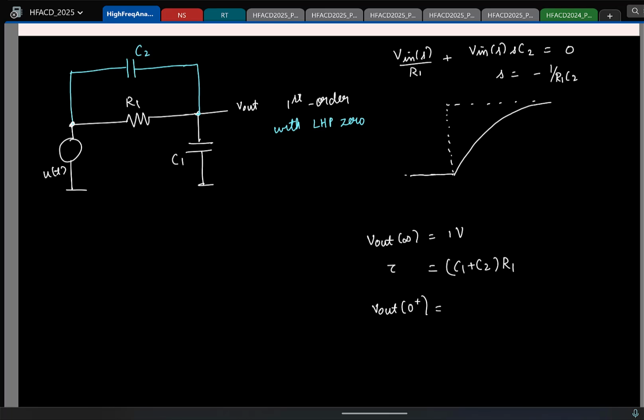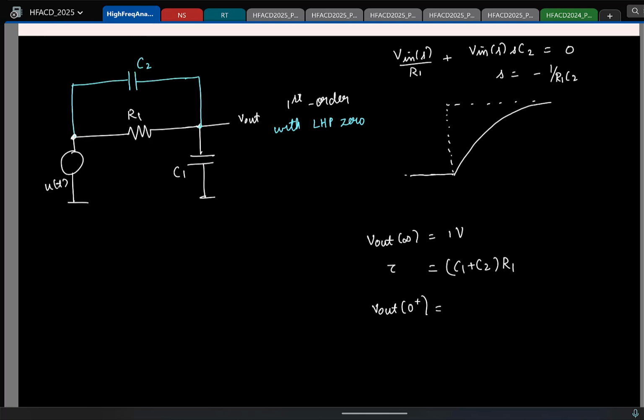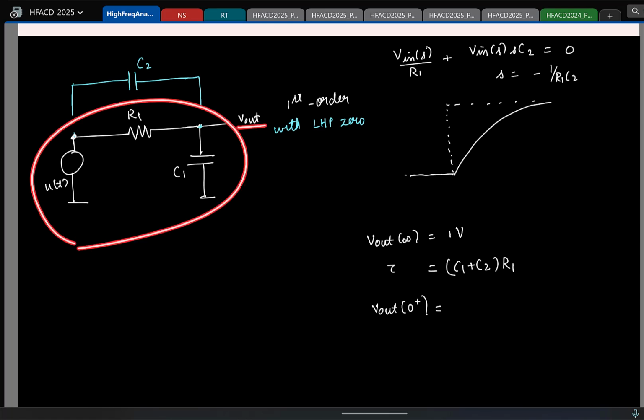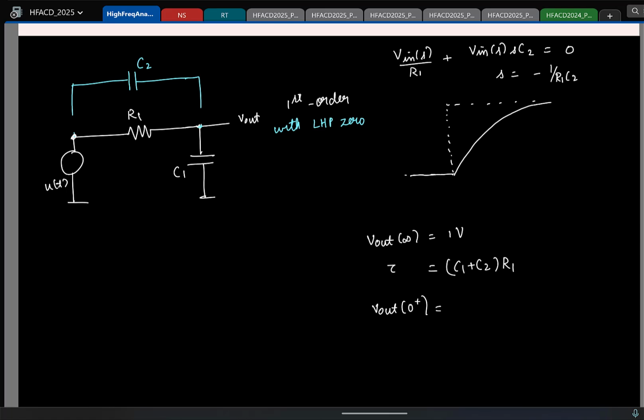Zero? Why? Okay, let's just look at that. Some of you understood. Let us say if I have only this, what is V out of 0 plus? 0. Output cannot change instantly, and why can't it change instantly here?